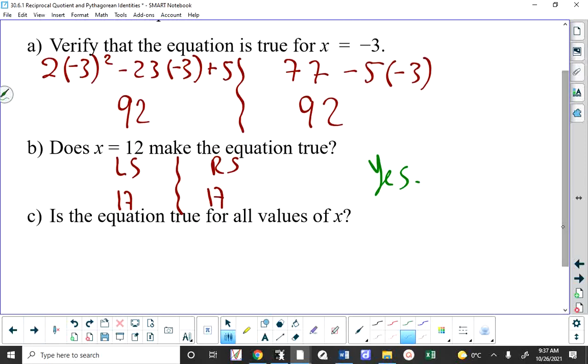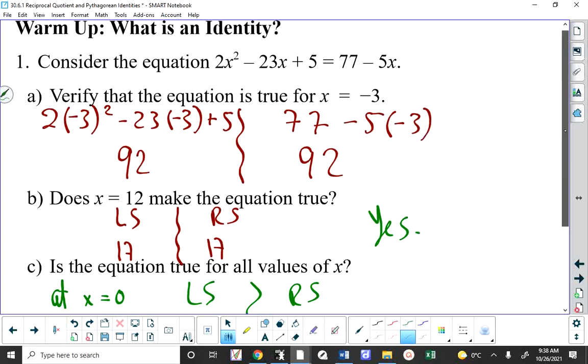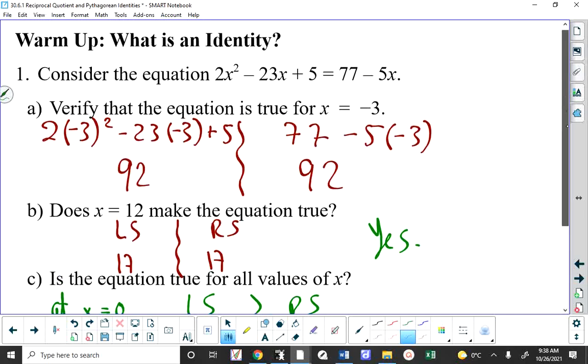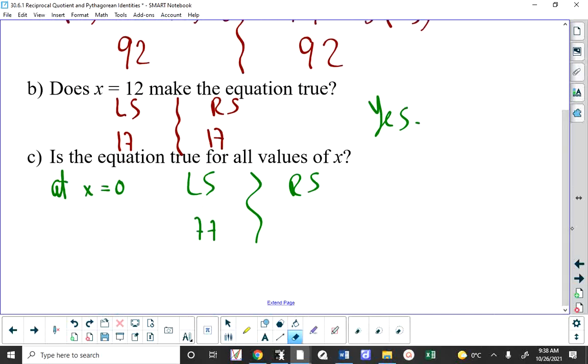So just as an example here, this is actually what we call a counterexample. At x equals 0, we get 5 on the left side, and 77 on the right side.